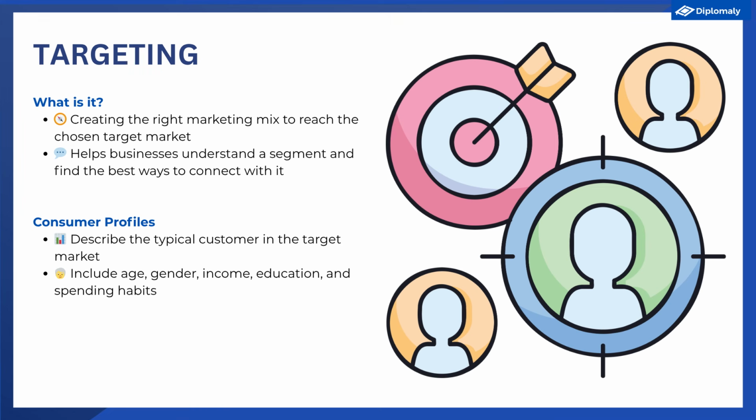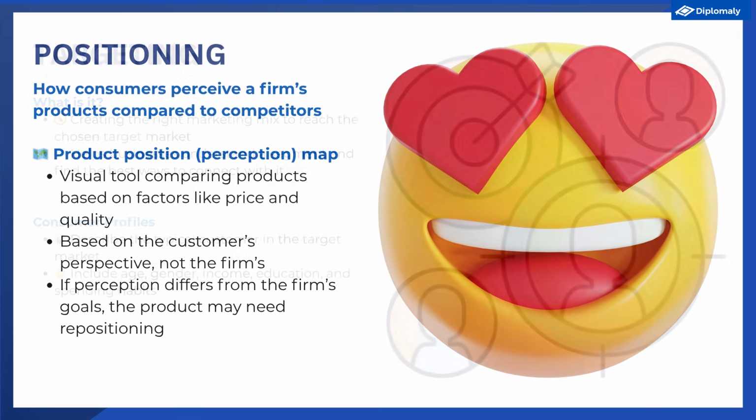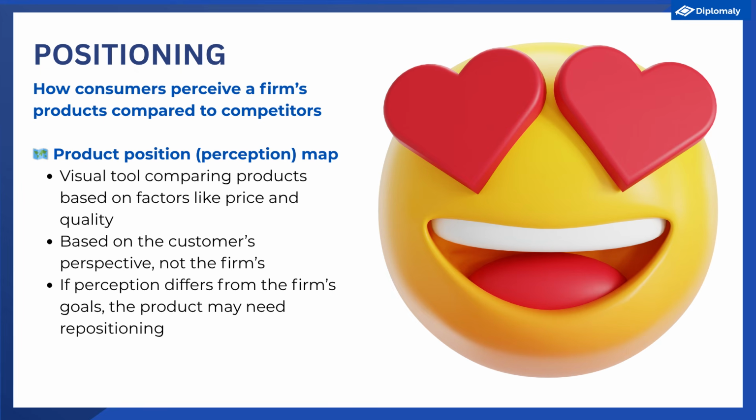This might include information related to the customer's age, gender, education, income level, and their spending. This can further include information related to how they find out information about products and where they buy products, such as online versus in-store, which can help a business know which part of its offering to emphasize. Finally, the business must ensure it's got the right positioning, which refers to how the firm's products are viewed by the consumers.